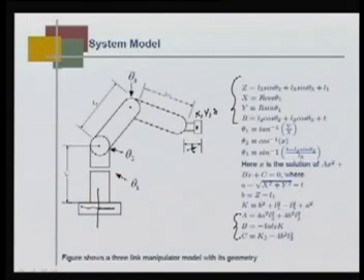A is given by x square plus y square root over this. From the third link, the end effector has a certain length, and the end effector link length is t. Okay. So, this is your forward kinematics, and this is inverse kinematics.